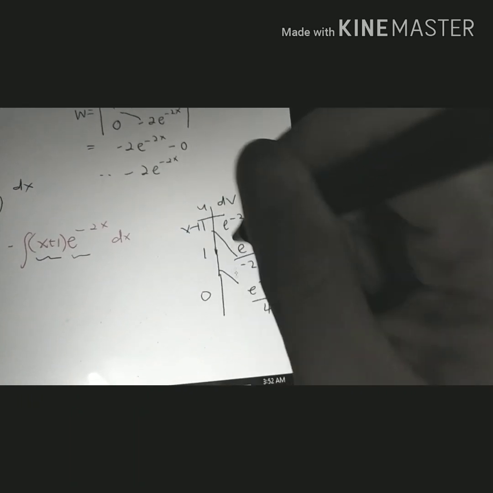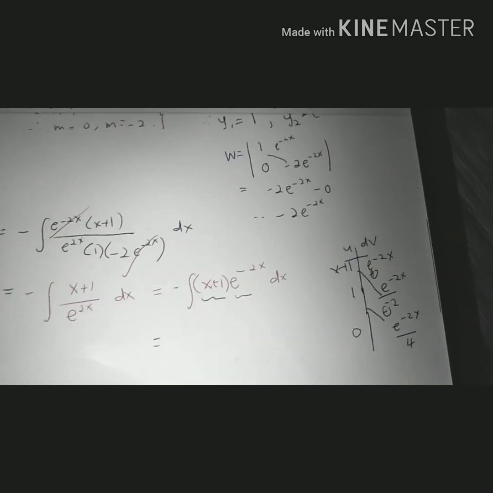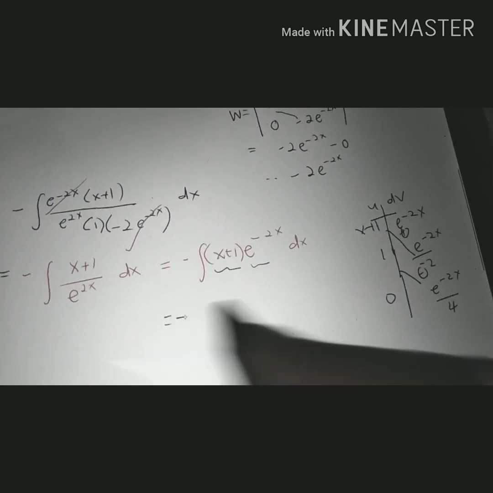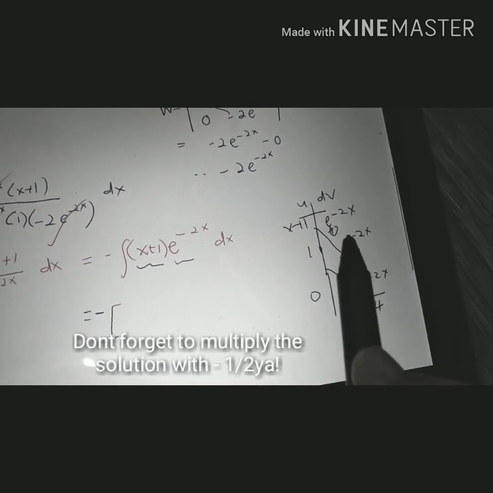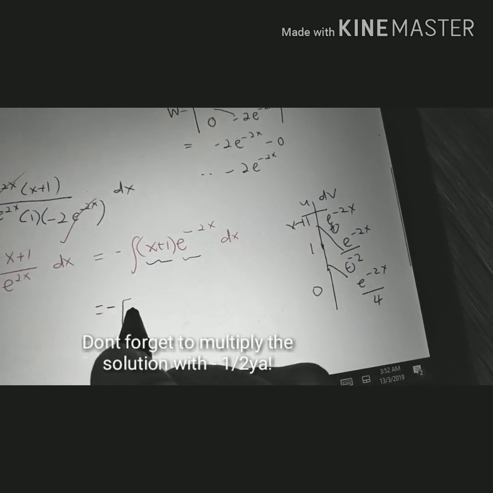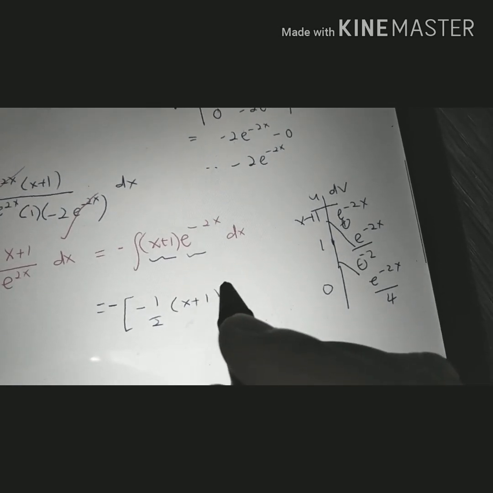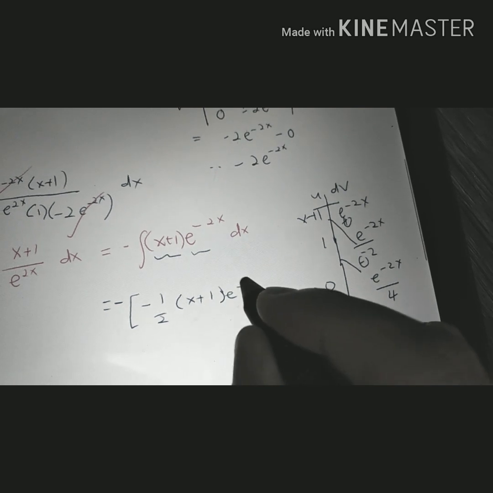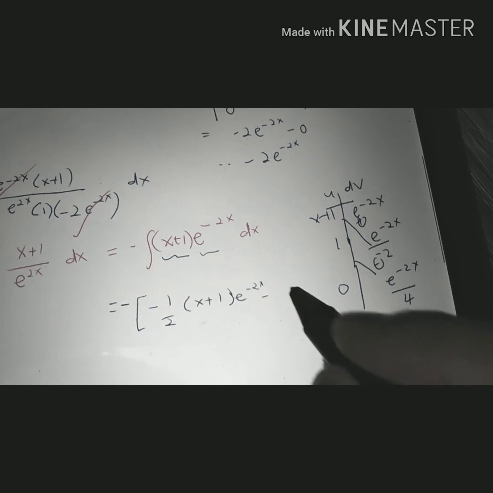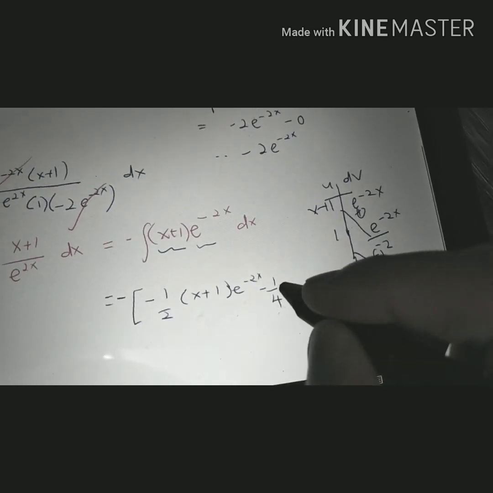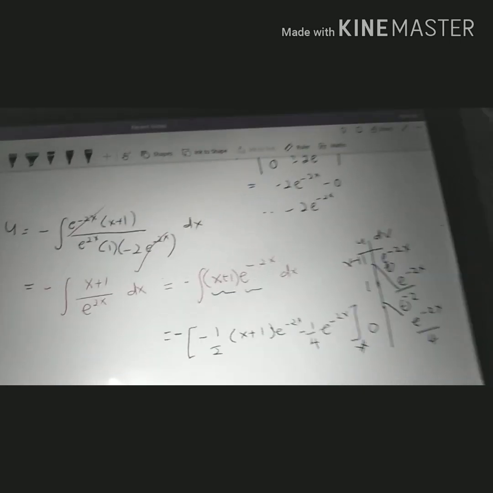Okay, so you have plus and minus signs. This one times this one, so you have positive, negative, positive. So you have negative half (x plus 1) e to the negative 2x. Negative, positive, positive, so you have negative 1 over 4 e to the negative 2x. So done for your u.